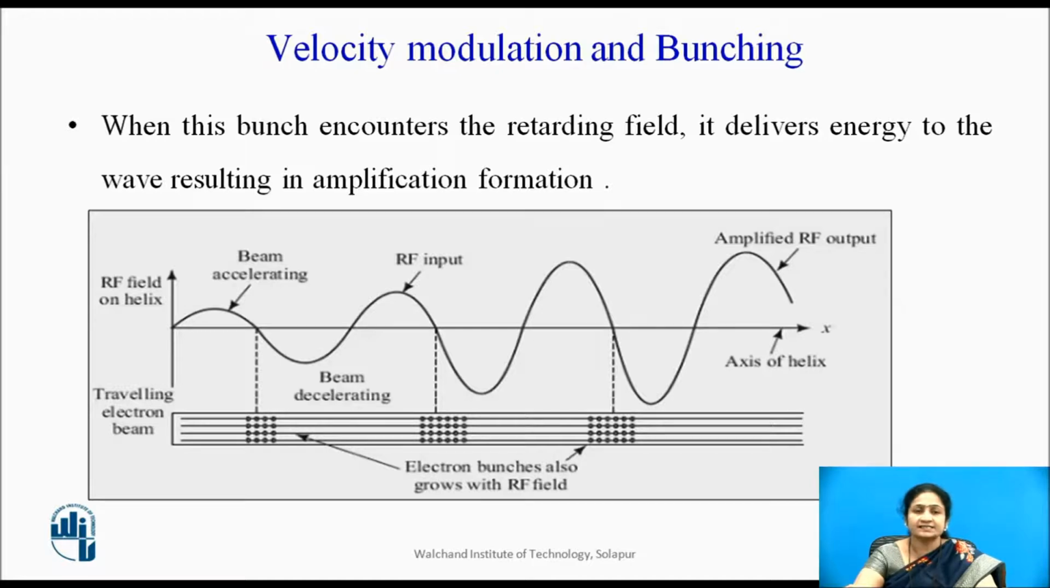Here you can see that initially the accelerated electrons traveling into the tube come under the effect of the different RF field. The bunch of electrons will give up the energy, delivering the energy to the wave, and the result of this will be amplification.